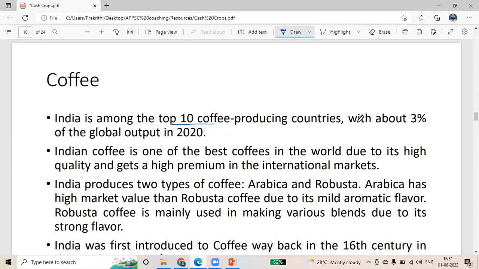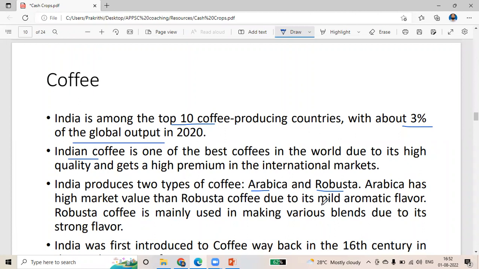About globally, India has 3% of the global coffee production in 2020. Why is coffee important for India? Because Indian coffee is one of the best coffees in the world. India has mainly two kinds of coffee: Arabica and Robusta. Arabica has a higher market value than Robusta.